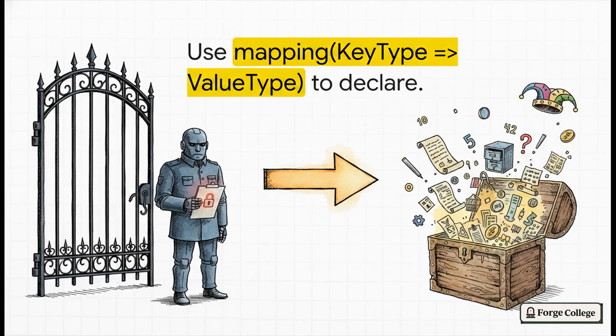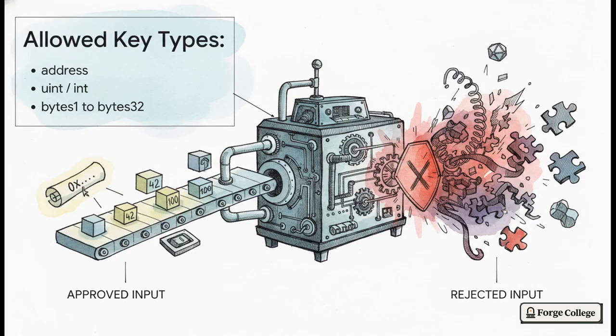But the key type on the left side, the compiler gatekeeps that heavily. You can only use specific deterministic types for your keys. We're talking addresses, unsigned or signed integers, booleans, and fixed-sized byte arrays from bytes1 up to bytes32. Now, do you notice what's conspicuously missing from that list? Dynamic arrays and structs are strictly banned from being keys, and there's actually a brilliant mathematical reason for this.